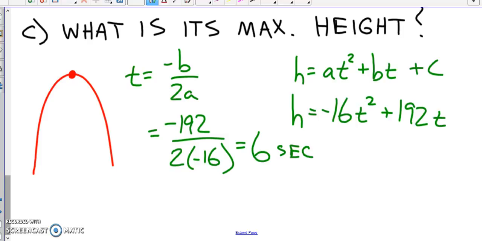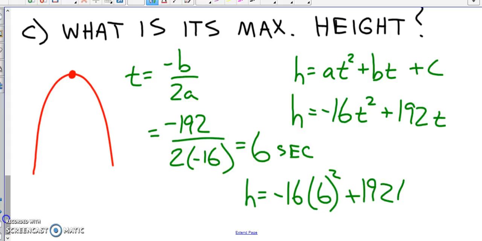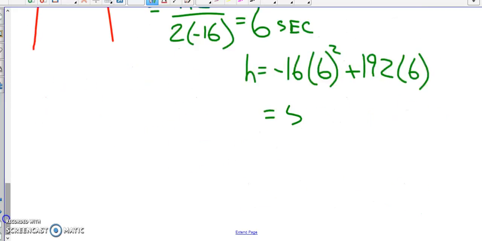So to find the maximum height, what we have to do is take that 6 and plug it into the height equation as t. So h would be negative 16 times 6 squared plus 192 times 6. And if my calculations are correct, that would come out to be 576, and that would be measured in feet.